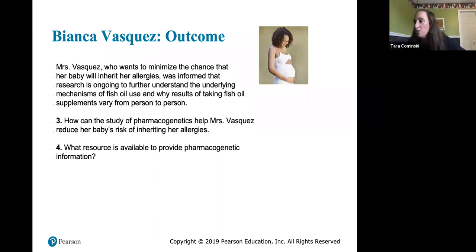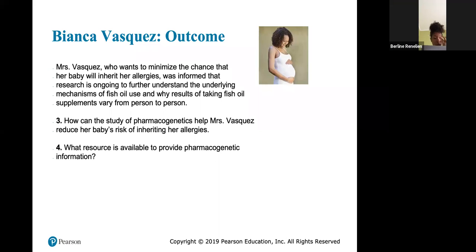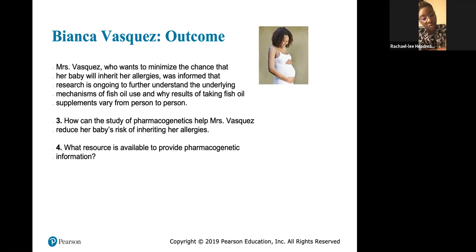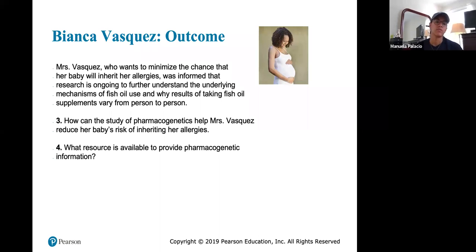But what did you guys put here for number 3? I said that the pharmacogenetics will look at specific genes to check whether or not she should take certain medications. Yeah, so what do we mean by pharmacogenetics? How would you define that? So what I wrote was that pharmacogenetics is essentially looking at how drugs or drug therapy can affect the individual's genes and their genetic makeup.